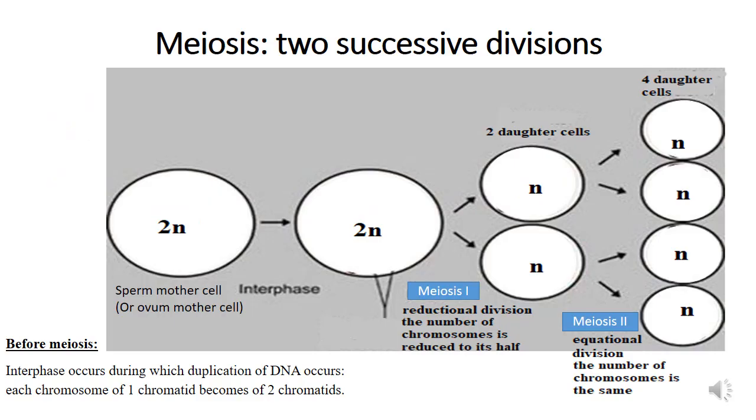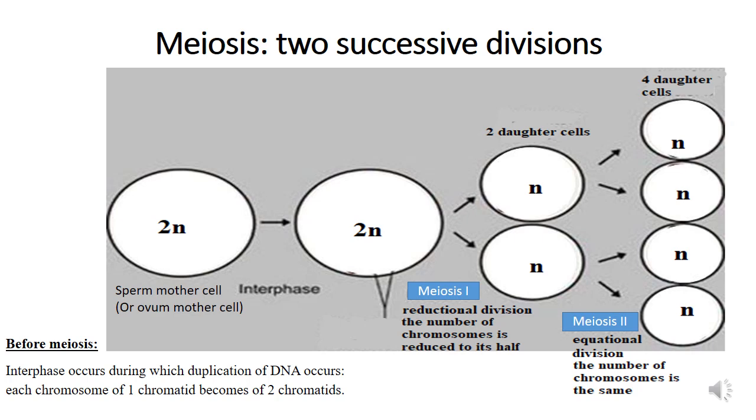So, is meiosis similar to mitosis? Let's see. Meiosis actually consists of 2 successive divisions. So, it's not similar to mitosis.